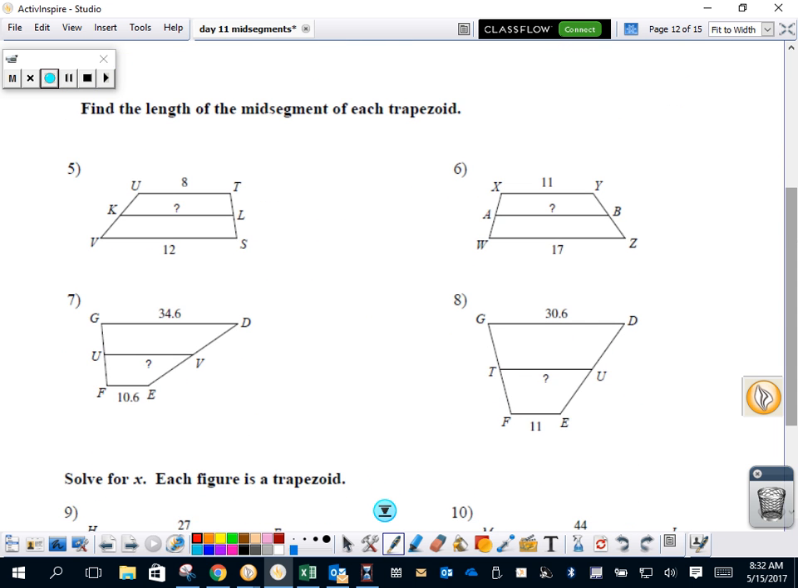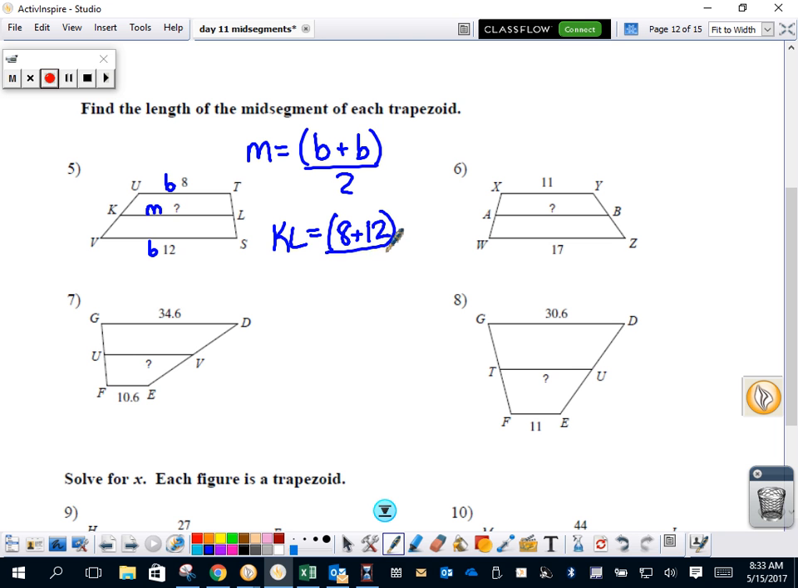All right. Helen, in number 5, what is the name of the midsegment? KL. I would put a little M for that. Lashonda, what's the name of one of our bases? UC, so I would put a B there. Daniel, what's the name of our other base? DF? Yes. So the midsegment equals base plus base divided by 2. So KL equals 8 plus 12 divided by 2.